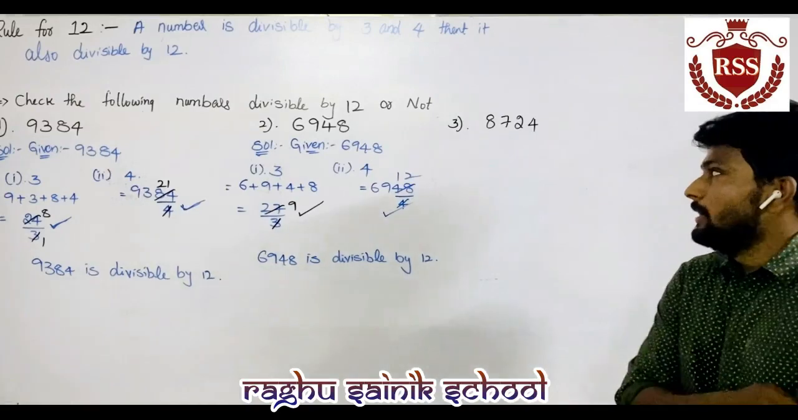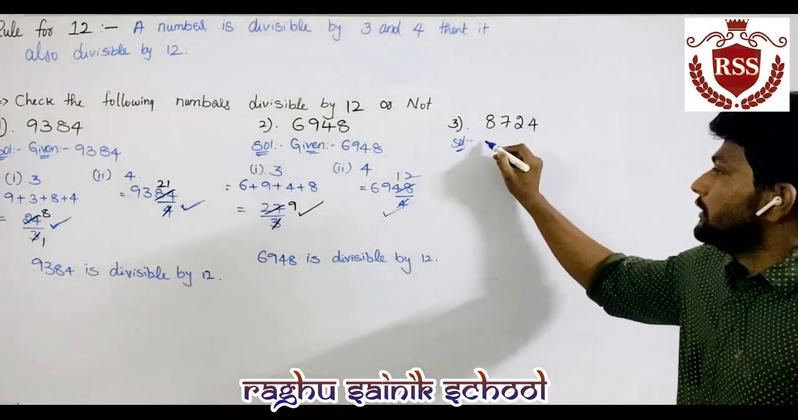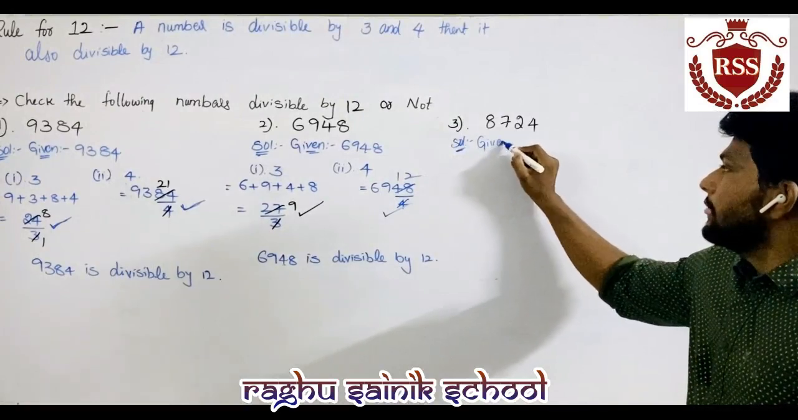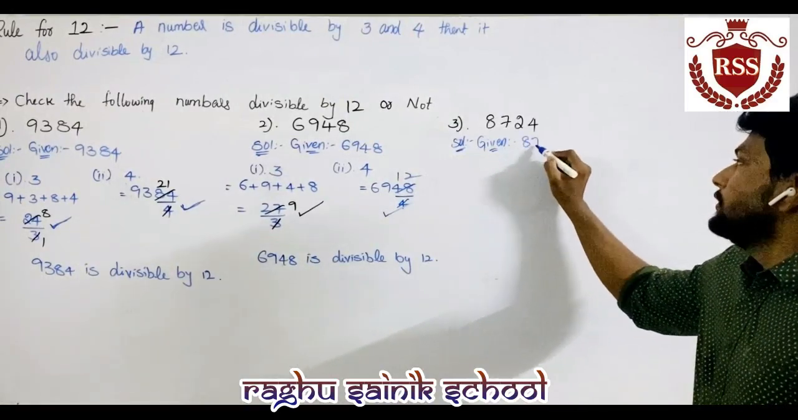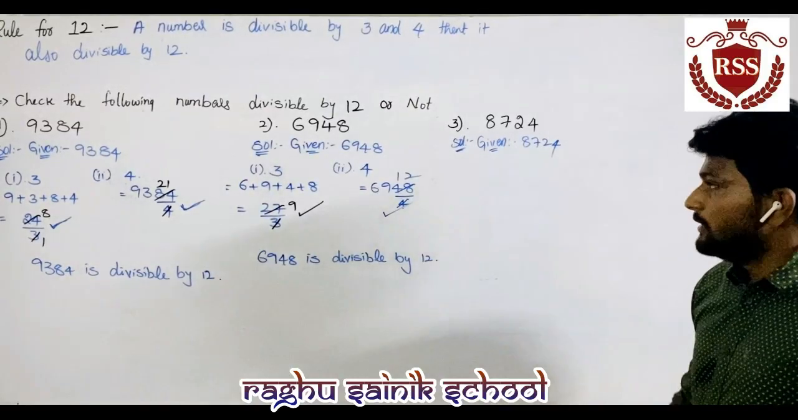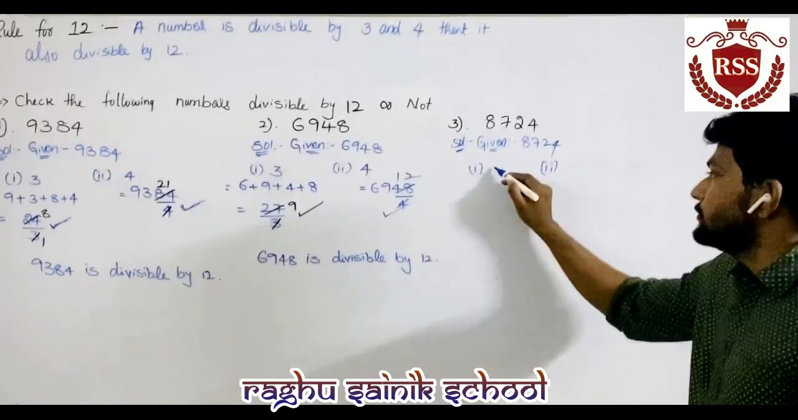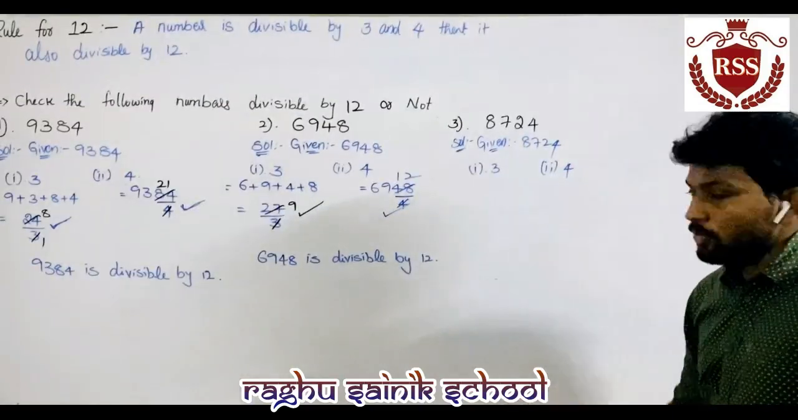Is 8724 divisible by 12? Solution. Given number 8724. We need to find whether the number is divisible by 12 or not. First we have to check with 3. Next we have to check with 4.